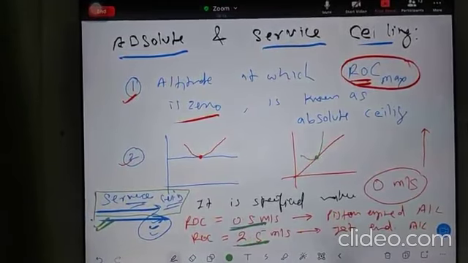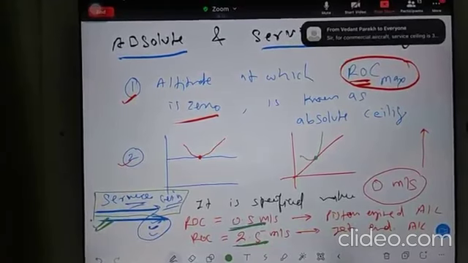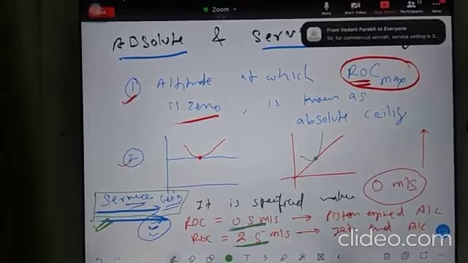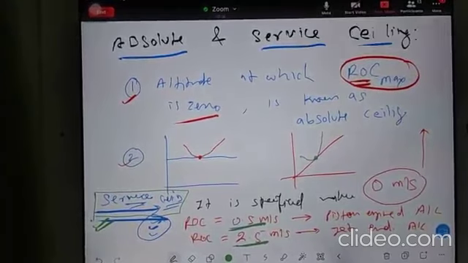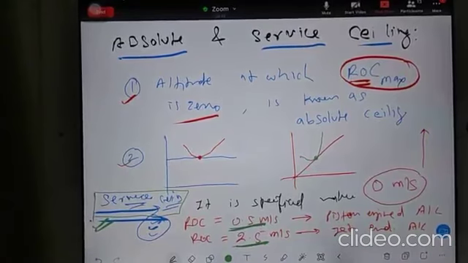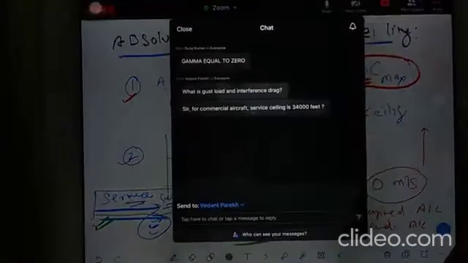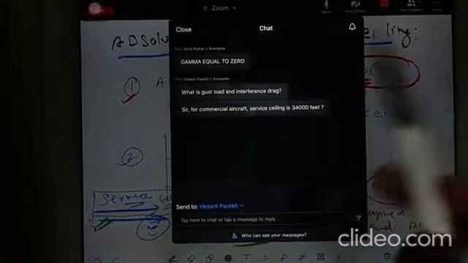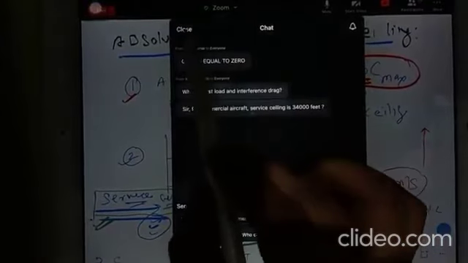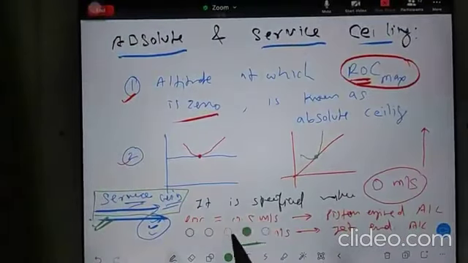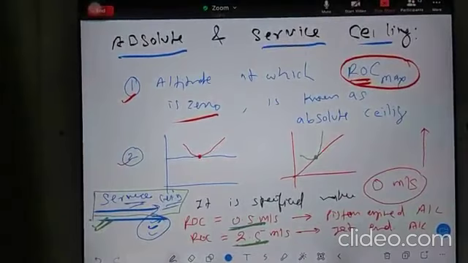Now if I ask, do you think your weight will affect absolute ceiling and service ceiling, anything? ROC max. Do you guys think? I don't know in feet. You just convert in feet. This is in meter per second.